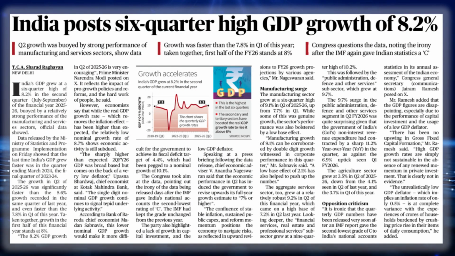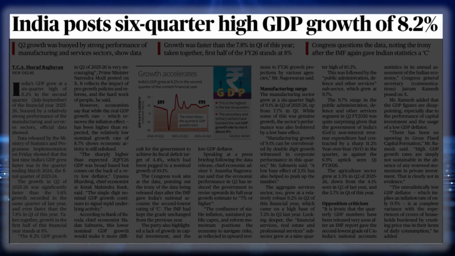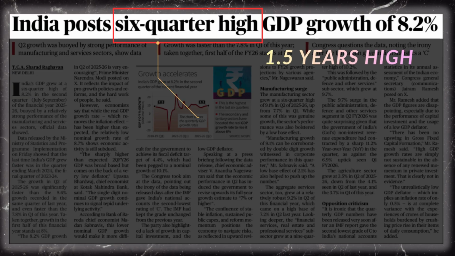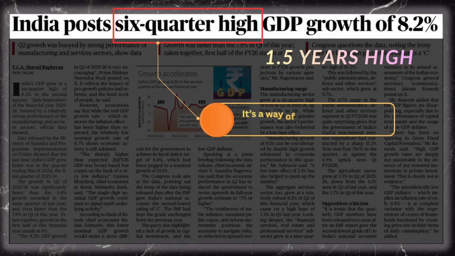The news article talks about India posting a 6-quarter high GDP growth of 8.2%. Let's break down some of the important vocabulary and technical terms you'll hear. First, the phrase 6-quarter high simply means the highest level seen in the last 6 quarters, that is, a period of 1.5 years. It's a way of comparing today's growth to previous performance.